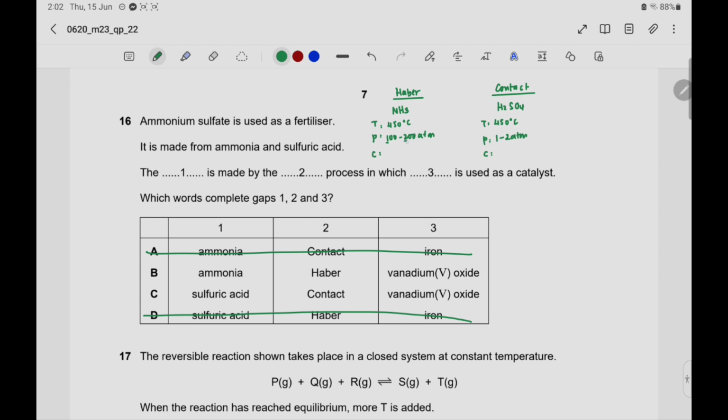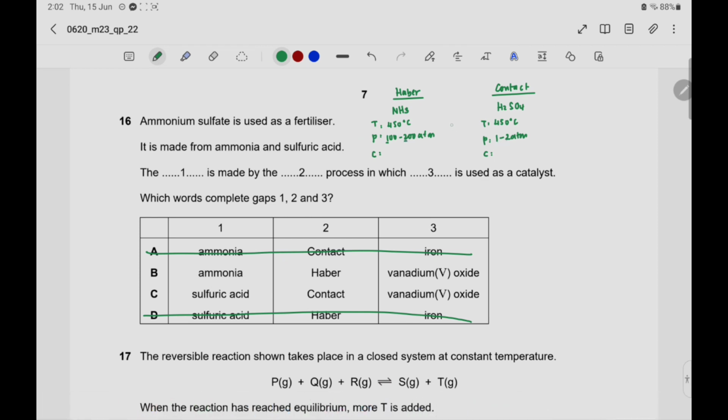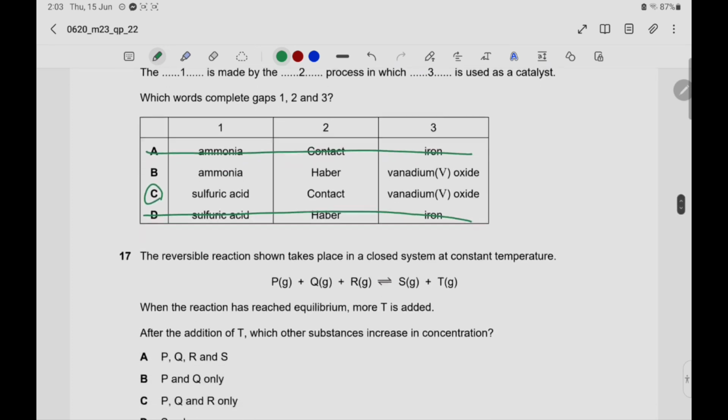But you can see the value is like 100 and 200 for the other, and 1 to 2 for this one, right? Catalyst, I will always memorize that acid needs something very high class, so it's vanadium(V) oxide, while for Haber, just iron filings. This is what you need to memorize, so I can't really help a lot, but I'm just telling you the method of memorizing. So the answer should be C.